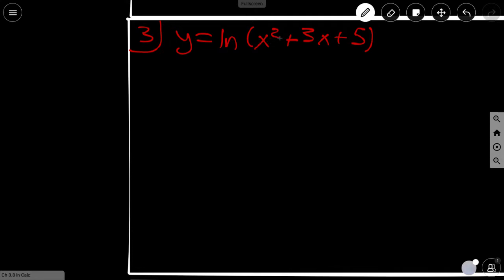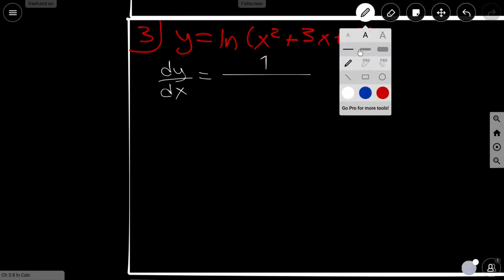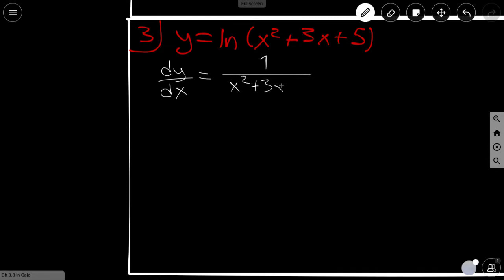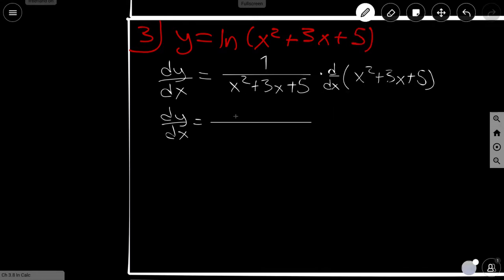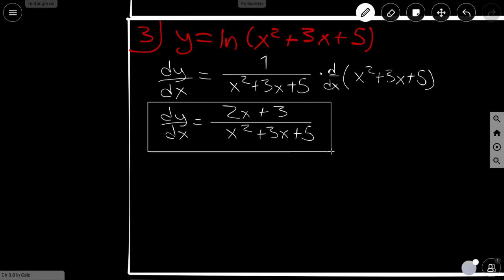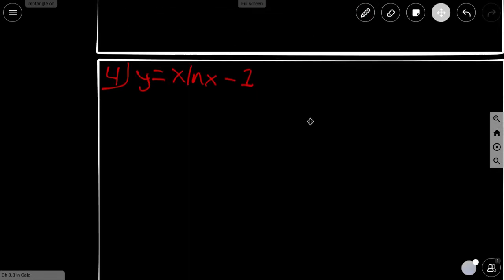y equals ln of x squared plus 3x plus 5. So I'm just going to use the same rule again. So the derivative of x squared is 2x, plus 3x is 3, plus 5 is just 0. It's going to leave us with this answer. Moving on.